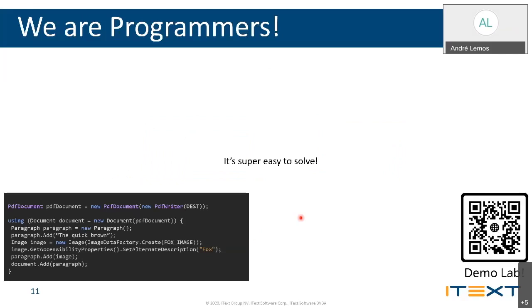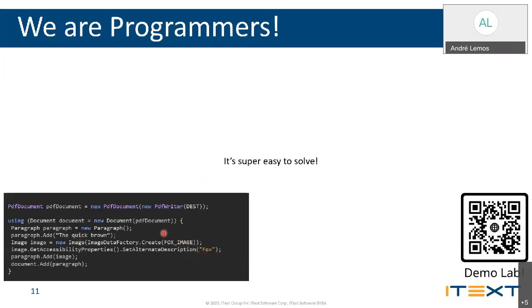Well, I guess the good thing is that we are programmers. So it is super easy for us to add these descriptions when we are creating our code. We just have to remember to add these properties to our documents. On this slide, you can see a quick piece of code showing how you can use Ipex to generate a PDF file with the message, the quick brown fox, with the image of the fox, and with the alternate description, right?